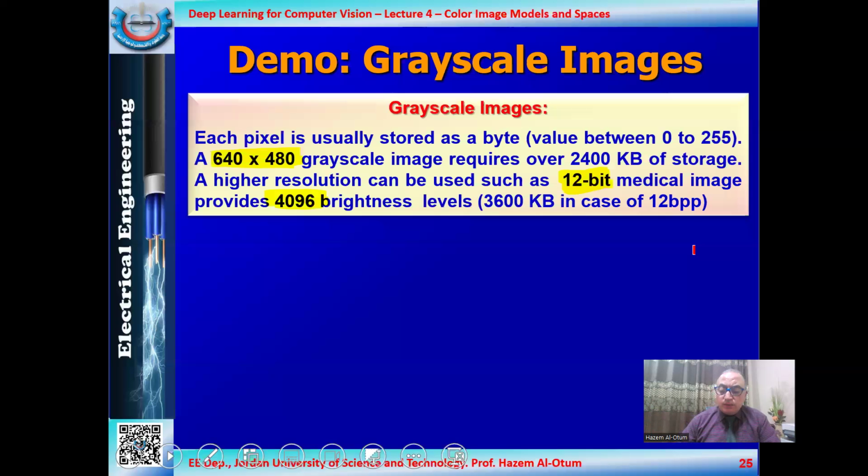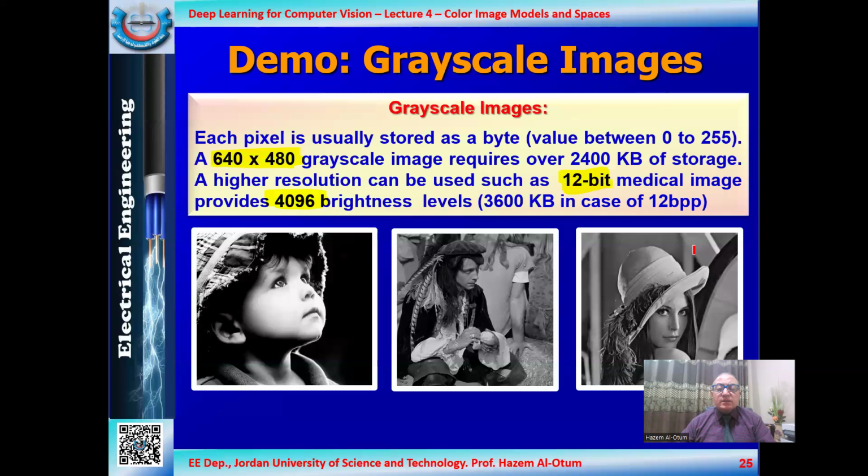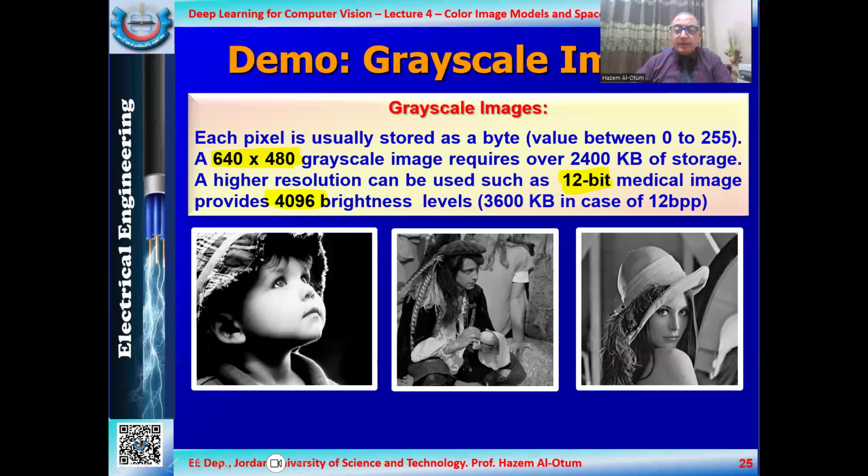Okay, so in this case, let's have a look at these images. These images are all grayscale images with 8 bits per pixel. These are familiar images. This is for layman, this is for sailor, and it's from the internet. I selected this picture. I love this look in the eyes of this kid.